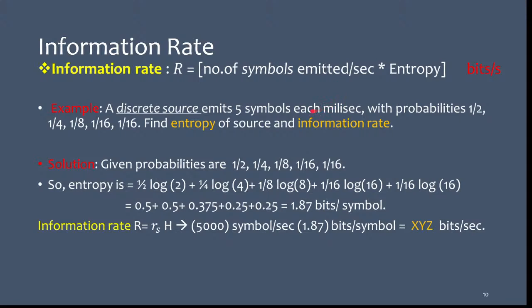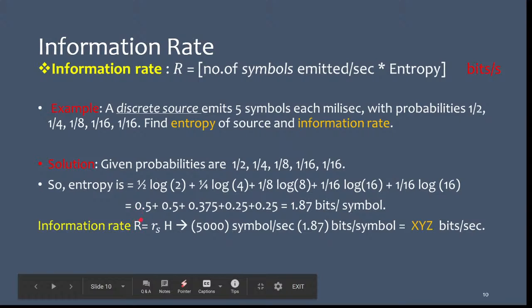At what rate does the source produce information every second? So in the question, you have some hint. So 5 symbols are generated every millisecond. So how many symbols are generated every second? That will be the input data rate. You need to multiply that with the entropy. So that is what is done here. So the information rate is equal to the rate at which the source emits symbols per second multiplied by the entropy. So here we have 5000 symbols per second.